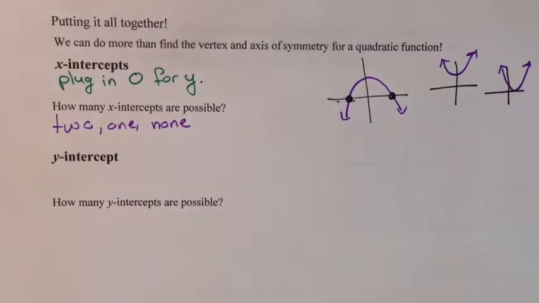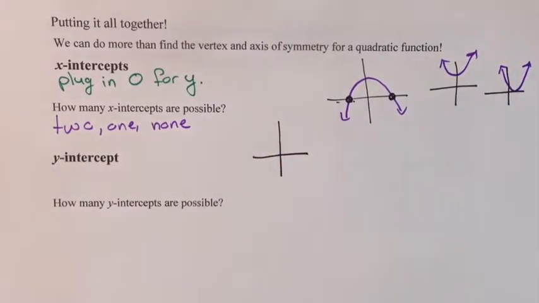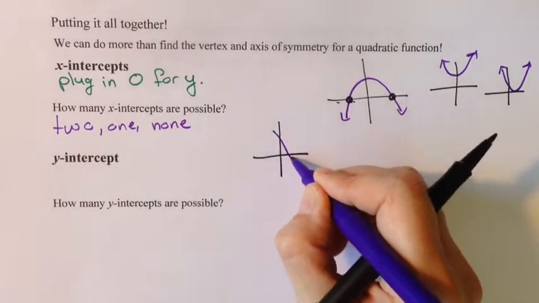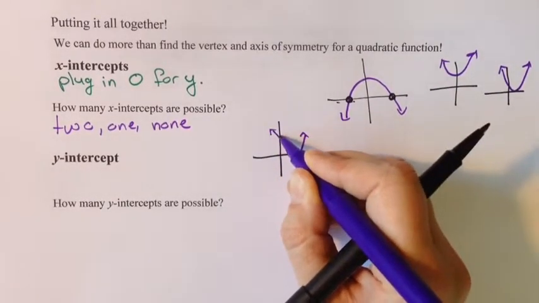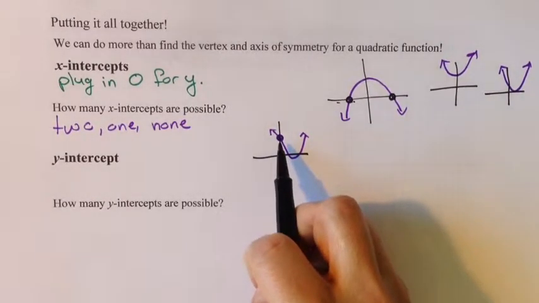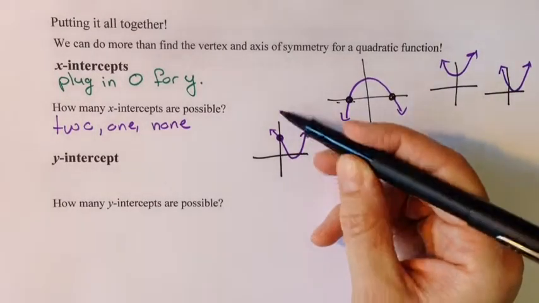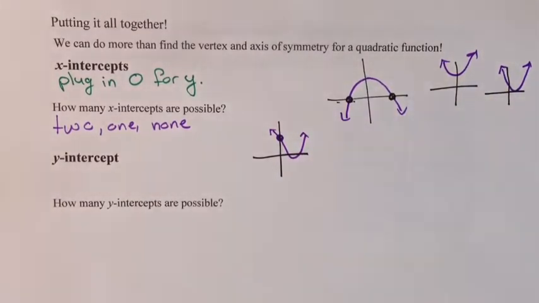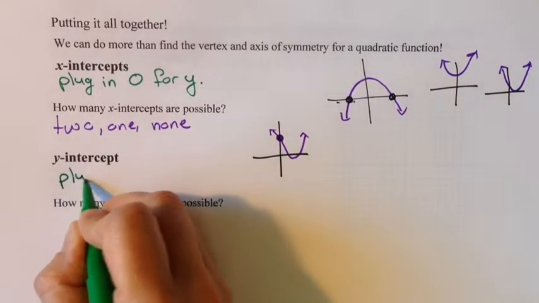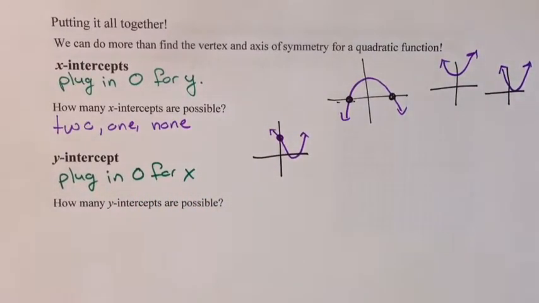The method for finding the y-intercept is really similar to finding the x-intercepts. Let's think about it again here. I've got a parabola, and say it looks like this. And I'm interested now in finding the y-intercept, this point right here. If I'm sitting here on the y-axis, what's the value of x? Any of the points along the y-axis have an x value of 0. So in order to find the y-intercept, I will plug in 0 for x.